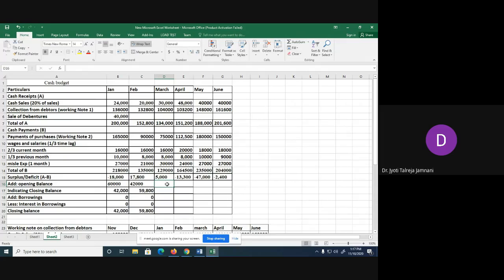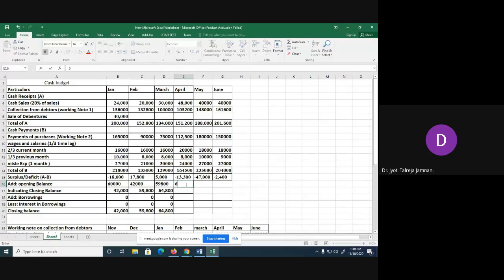Closing balance of Feb will become opening balance for March. So now I will add the surplus or deficit with the opening balance to find the closing balance. So for March, the closing balance is 64,800, which is much higher than the minimum balance, which was 40,000. So we need not borrow, nor will we have to pay any interest. So 64,800 will be the closing balance.